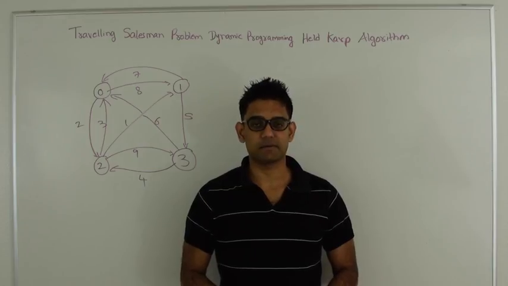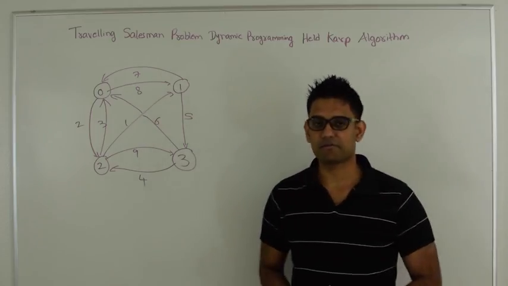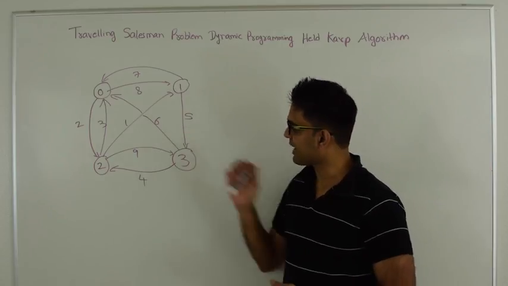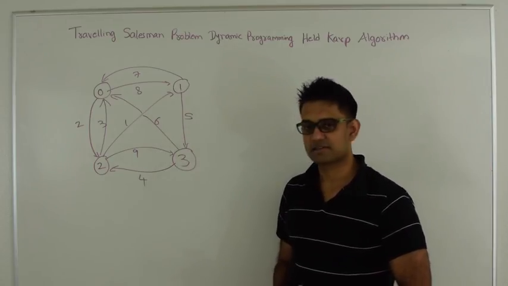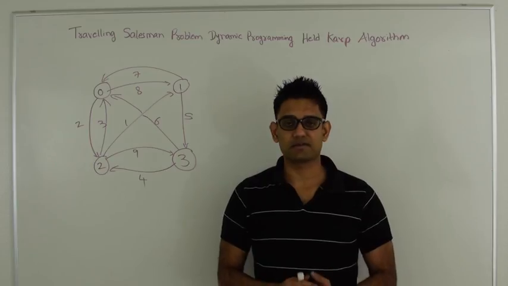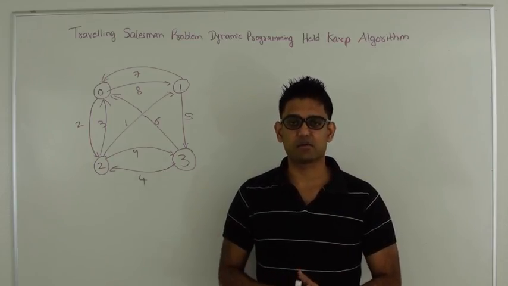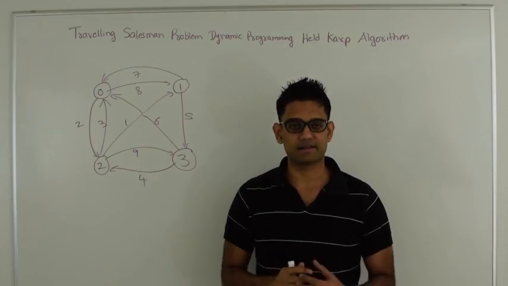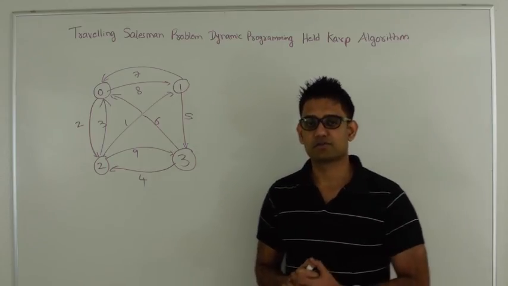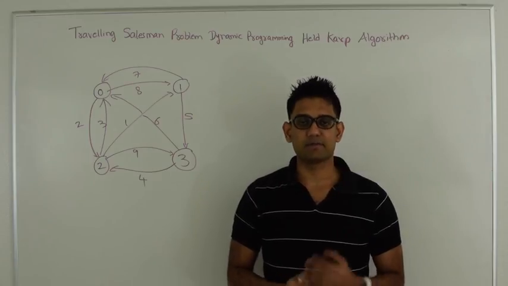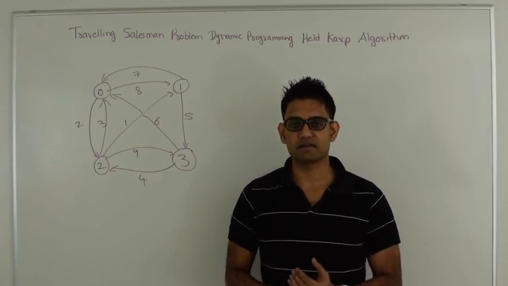I'm going to talk about the traveling salesman problem using the Karp algorithm, which is basically a dynamic programming solution. So what is the traveling salesman problem? Let's say we have a graph like this with weights on the edges. The idea is to find the minimum weight route which starts from a vertex, travels every other vertex exactly once, and then ends at the start vertex. So the traveling salesman problem is basically finding a minimum weight Hamiltonian circuit in the graph.